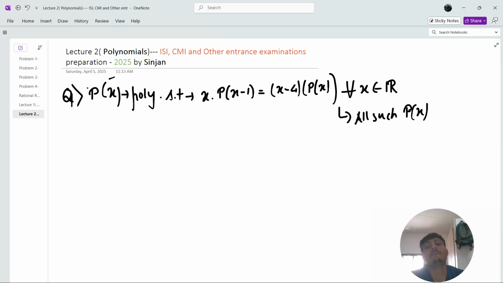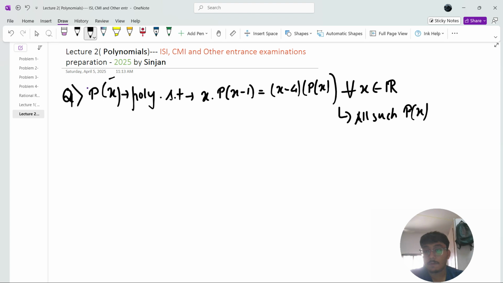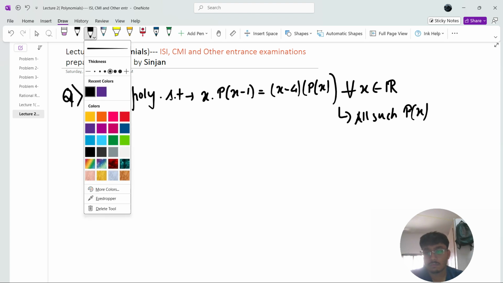So what are we given? P(x) is a polynomial where x is any real number. We are given one equation, x into P(x minus 1) is equal to (x minus 4) into P(x). We basically need to find all such P(x). So how do we do this? Solution time. Nice question, I would say.